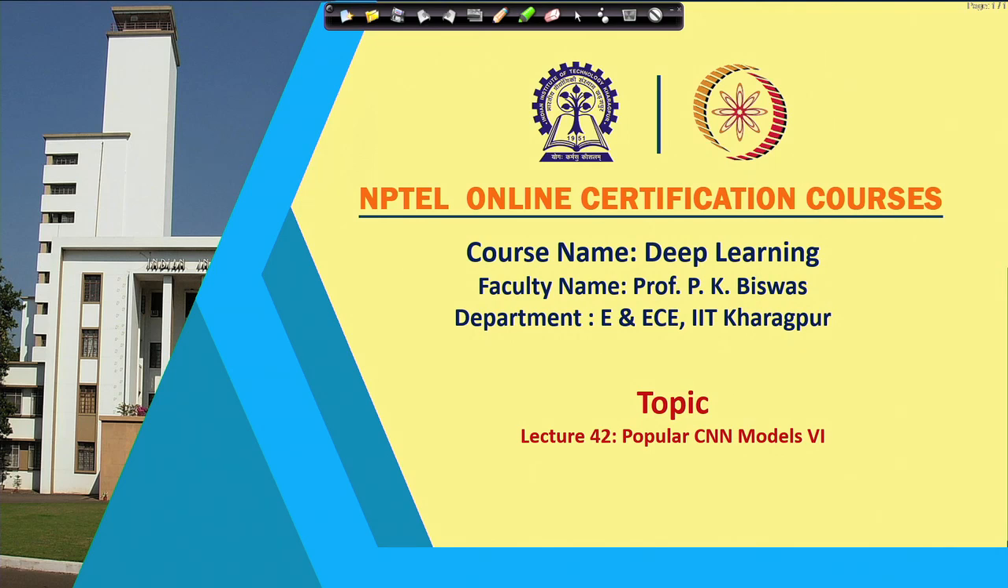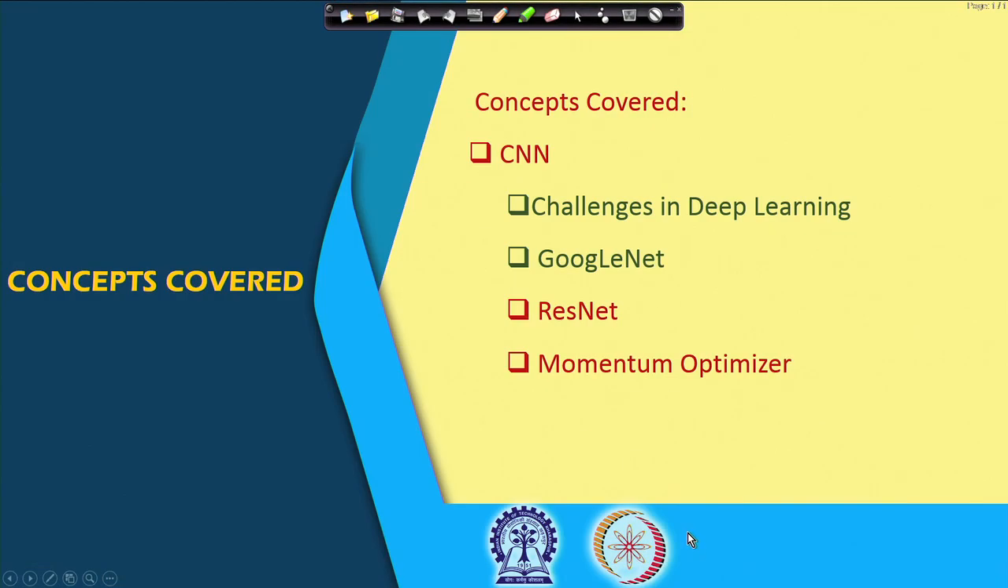For the last few lectures, we have been talking about some of the popular convolutional neural network models, and in the last class we talked about a particular model which tries to deal with a very challenging problem faced in deep neural networks, which is the vanishing gradient problem. We have seen the architecture of a network known as GoogleNet, and how GoogleNet tries to alleviate the problem of vanishing gradient.